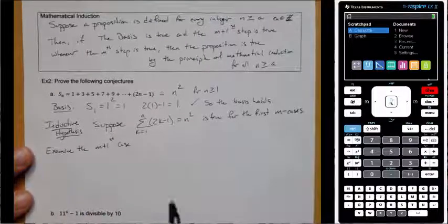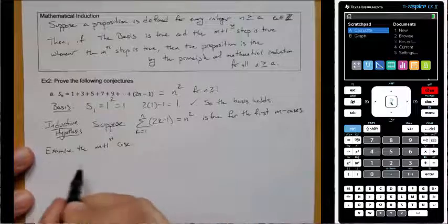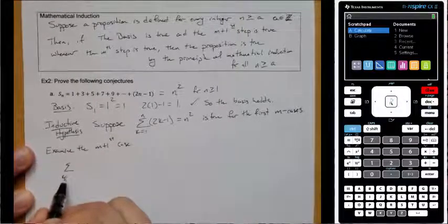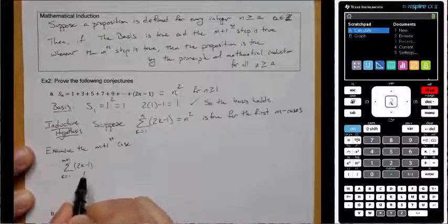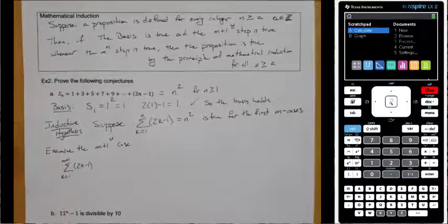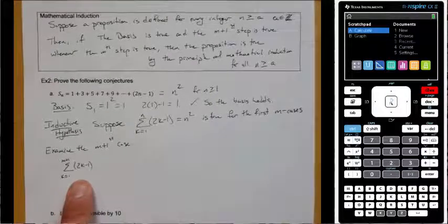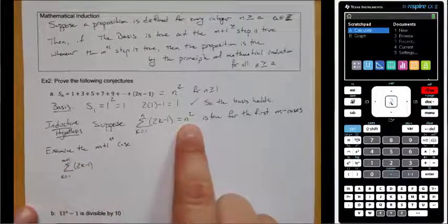What is the m plus first case? That's this sum, but instead of ending at m, it ends at m plus 1. So the m plus first case is the sum from k equals 1 to m plus 1 of 2k minus 1. And what we need to show is that we can rearrange this formula, knowing what we know about this formula. We'd like to show that this is equal to what we get when we plug in m plus 1 for n into this formula.